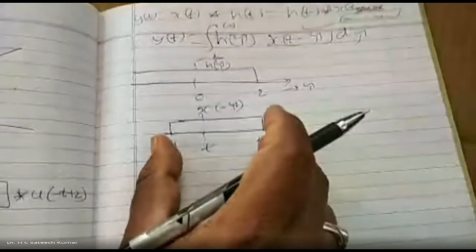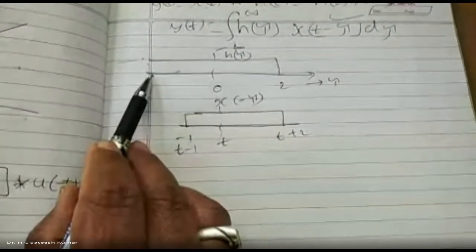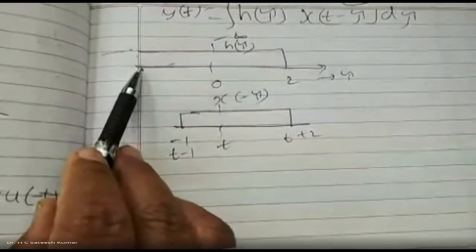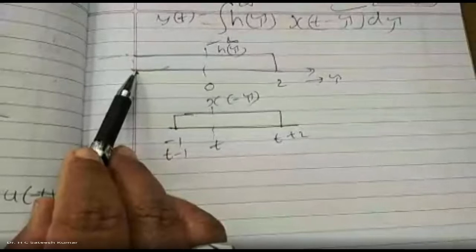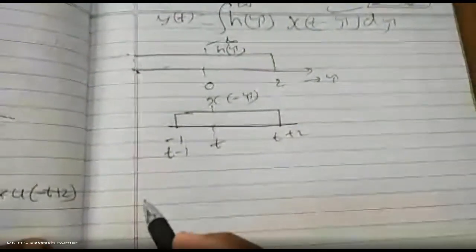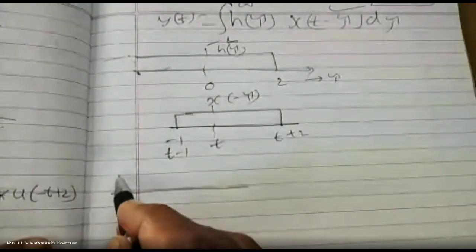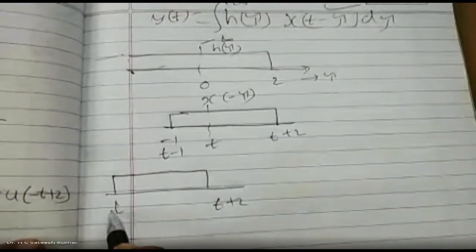Case number one. Take this one. Start shifting. Start shifting from where? Minus infinity. But the first signal is starting from where? Minus infinity. Therefore, overlapping starts from minus infinity itself. Then from minus infinity, the complete thing gets overlapped. Therefore, case number one: t plus 2, and this is t minus 1.